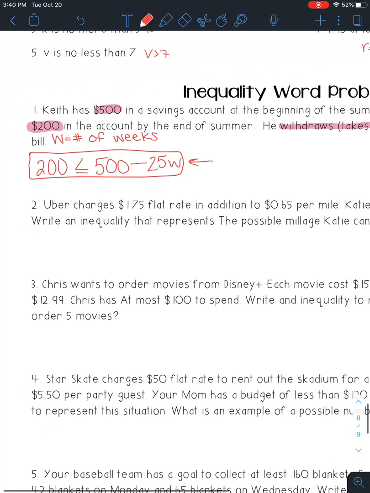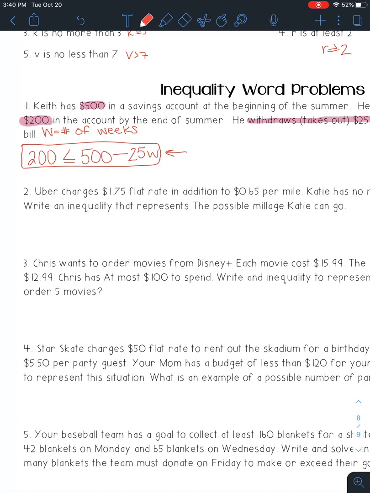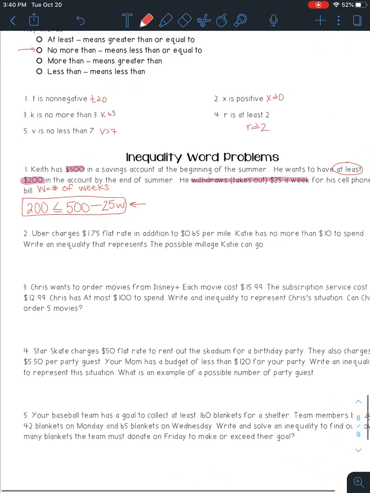Let's go on to number 2. Uber charges $1.75 flat rate in addition to the 65 cents per mile. Katie has no more than $10 to spend. Hey, there's another word. We want to write an inequality that represents the mileage Katie can go. So again, let's look at some key words that we have here. It's $1.75 flat rate, 65 cents per mile, and she's got $10 to spend.